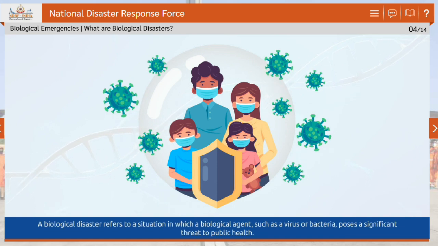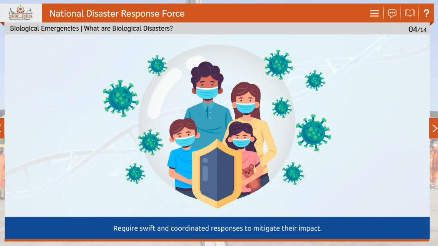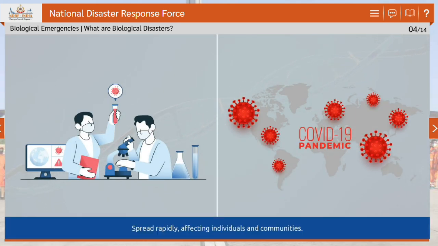A biological disaster refers to a situation in which a biological agent, such as a virus or bacteria, poses a significant threat to public health. These disasters often require swift and coordinated responses to mitigate their impact. As we've seen with COVID-19, these outbreaks can spread rapidly, affecting individuals and communities. They emphasize the importance of preparedness, timely communication, and effective strategies to minimize harm.